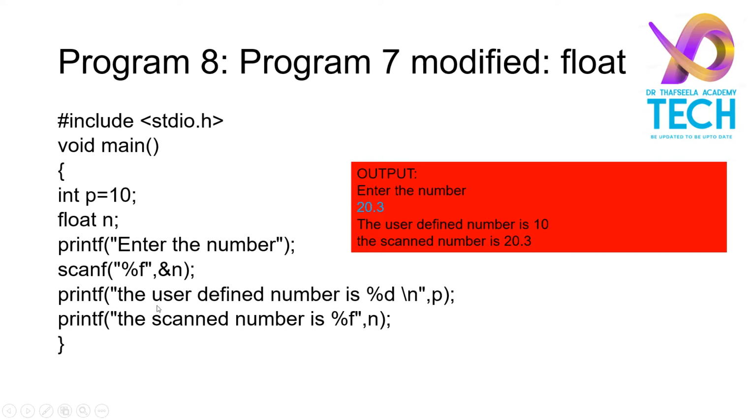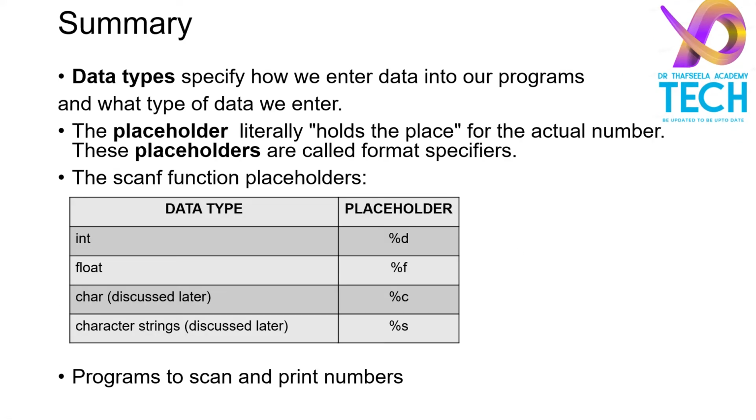But in the second line, we are saying "The scanned number is %f" because we want to print something like 20.3. So when we run, it will ask "Enter the number." When we enter 20.3, the final output will be "The user defined number is 10", followed by "The scan number is 20.3."